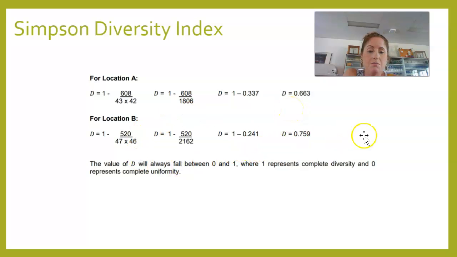We do the same thing for location B, and we end up with 0.759. This is really useful when you're comparing two sites, because we can say that the diversity at location B, according to the Simpson diversity index, is higher than that of location A, indicating it has higher biodiversity. You'll always get a number between 0 and 1, 1 being the highest diversity and 0 obviously being the lowest. And so oftentimes you can compare these two. On a data test, just be careful: if they tell you to go to 2 decimal places, you do that, or if 3 decimal places, then you do that.